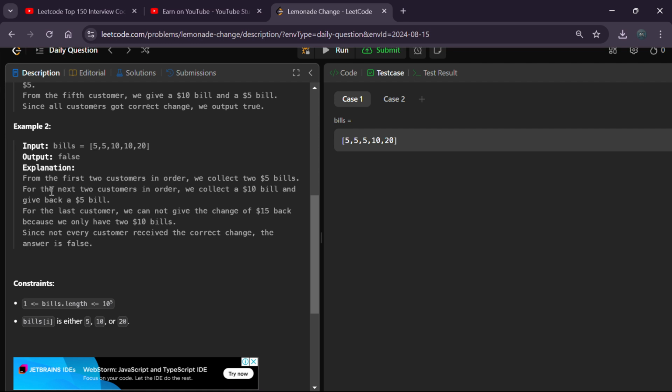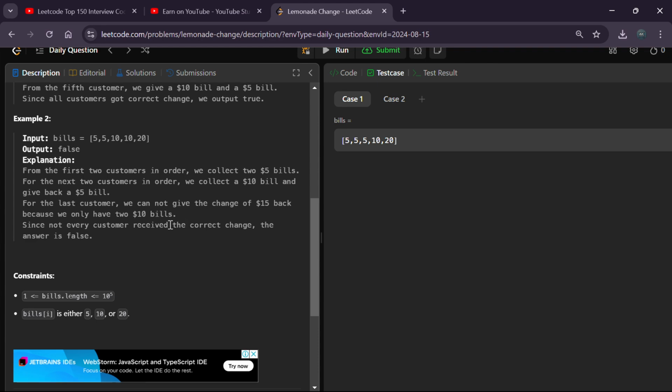For the next two customers in order, we collect $10 bills and give back a $5 bill. For the last customer, we cannot give $15 in change because we only have $2 bills. Since not every customer received the correct change, the answer is false.